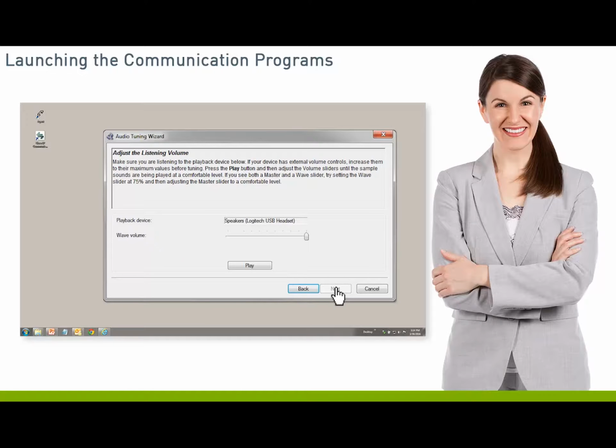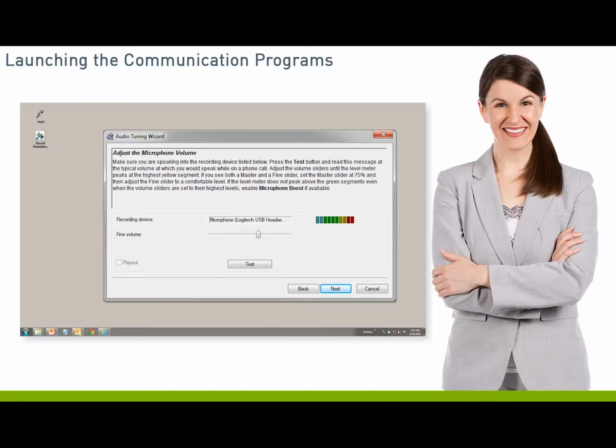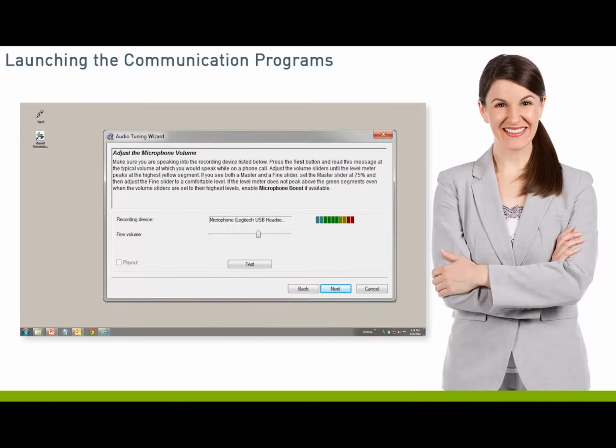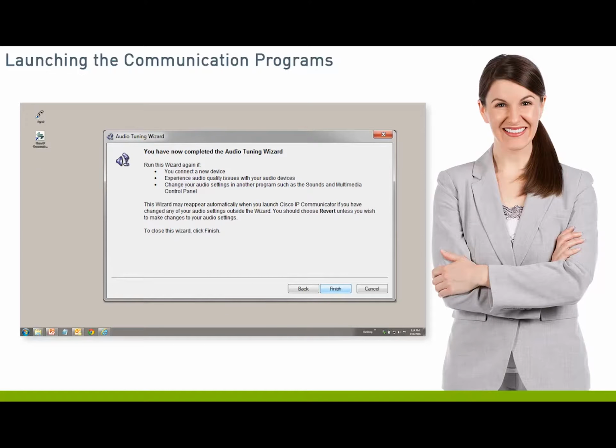Next, click Play to ensure that you are hearing the test sound. If you do, click Next. If you do not, please contact IT Desktop Support at the numbers displayed on the screen. Next, ensure that your microphone is working properly by clicking on Test and speaking into your headset microphone. If everything is working, click on Next. Otherwise, contact Desktop Support. At this point, click Finish and wait for the IP communicator to launch.